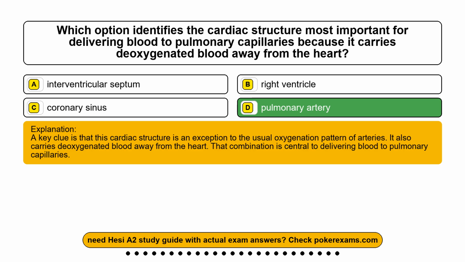A key clue is that this cardiac structure is an exception to the usual oxygenation pattern of arteries. It also carries deoxygenated blood away from the heart. That combination is central to delivering blood to pulmonary capillaries.